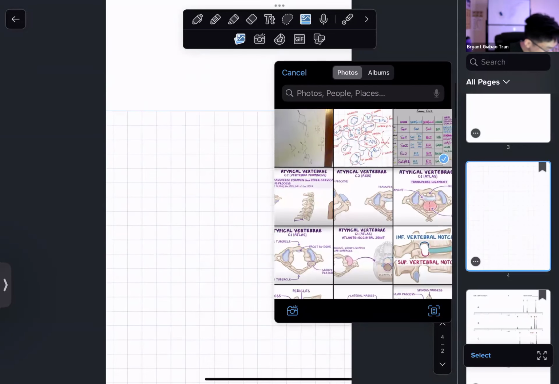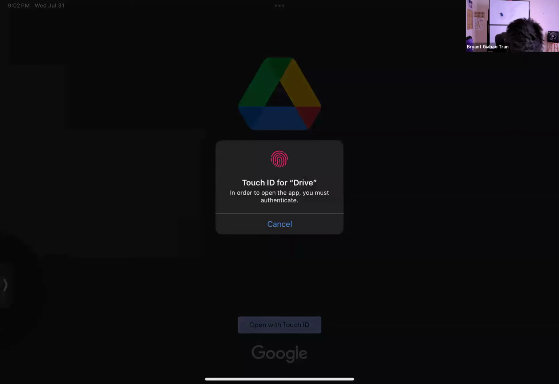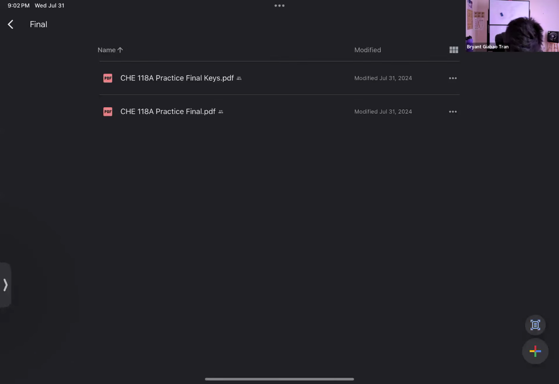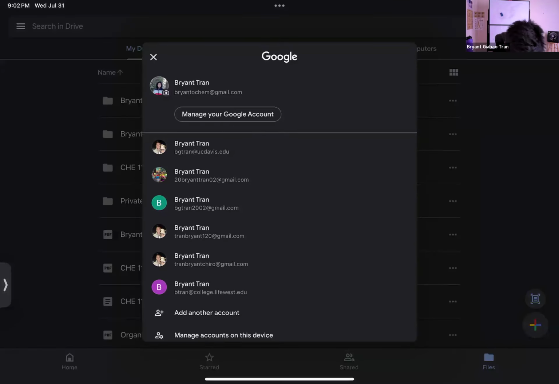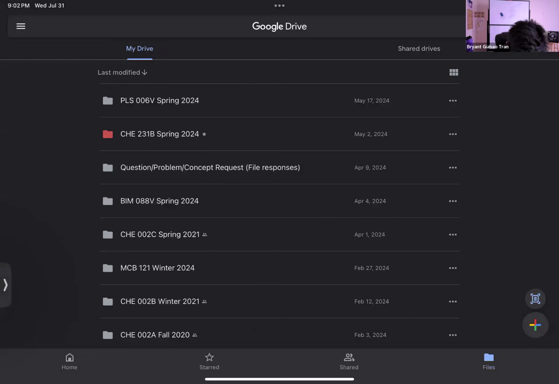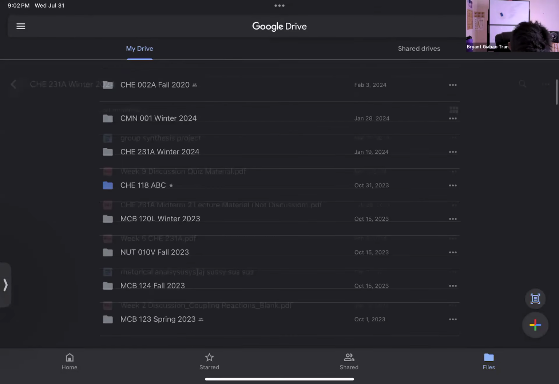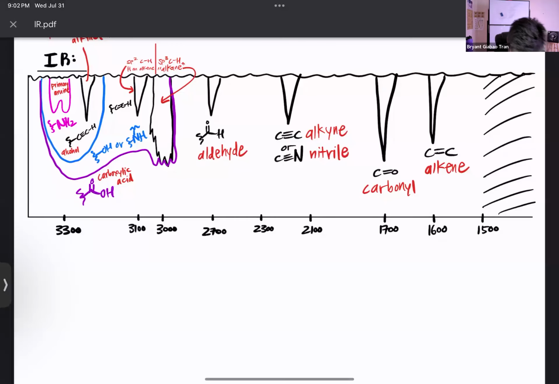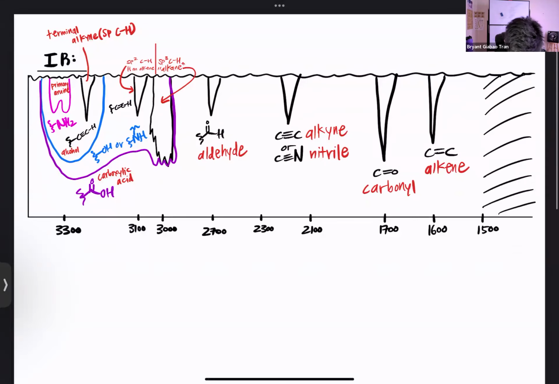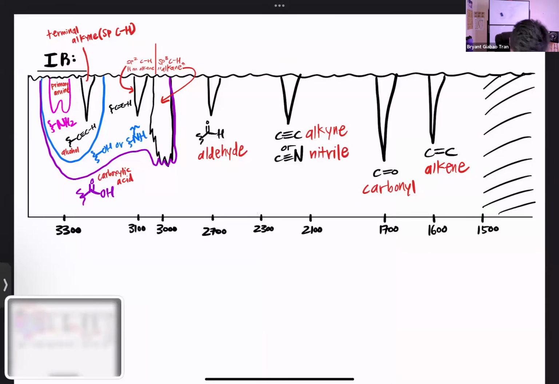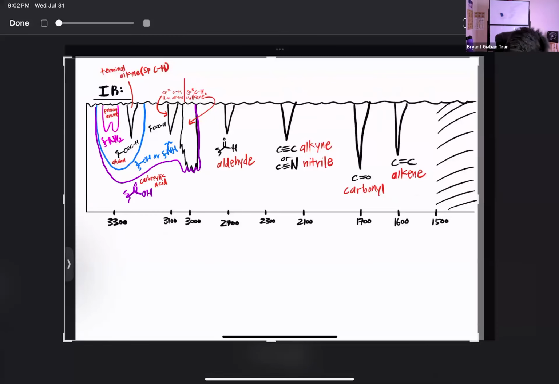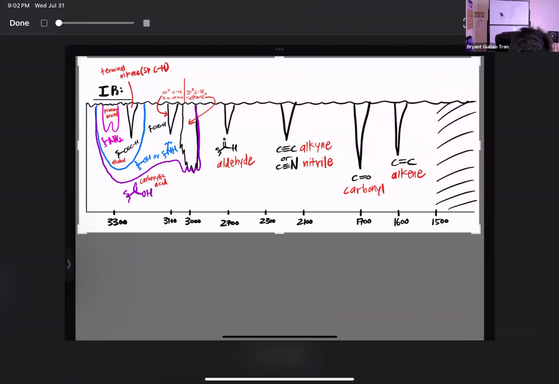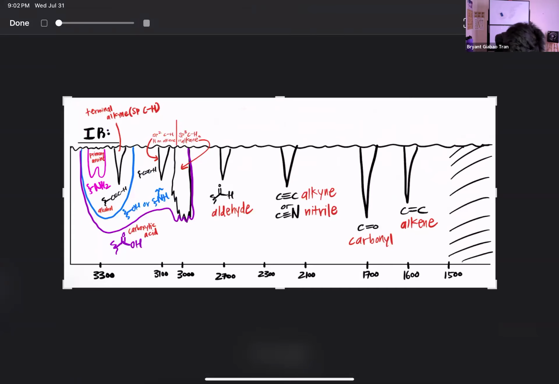So I'm trying to find that chart right now. Let's see, what was it? It's this one. Yeah, this one. Right. So this IR graph would help you determine what kind of functional groups are present in the molecule that you're trying to figure out.